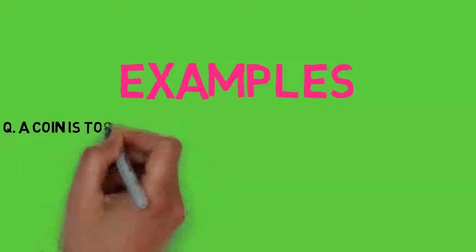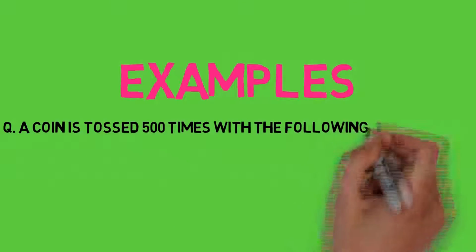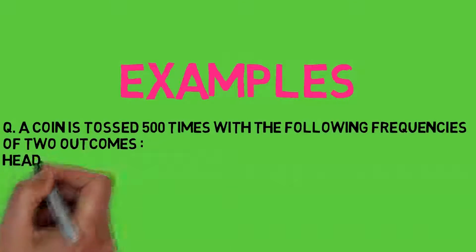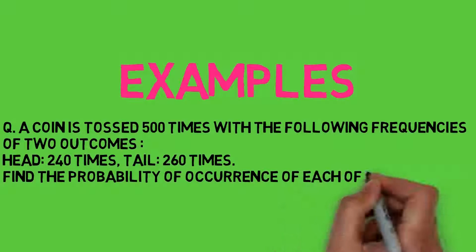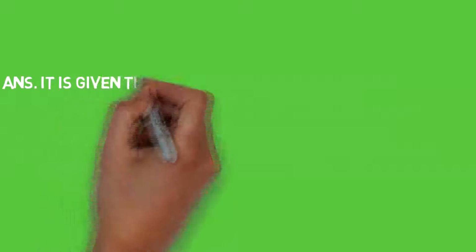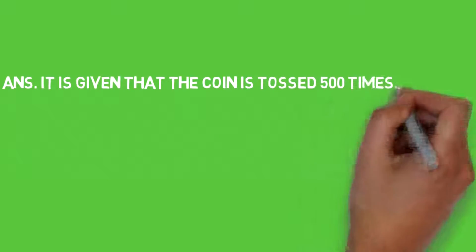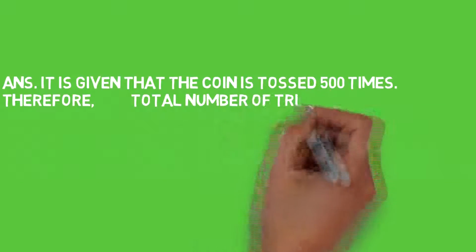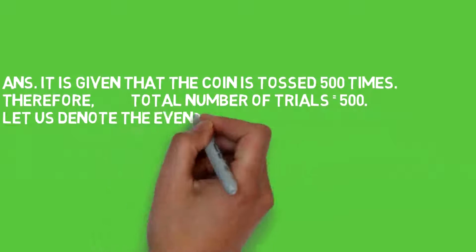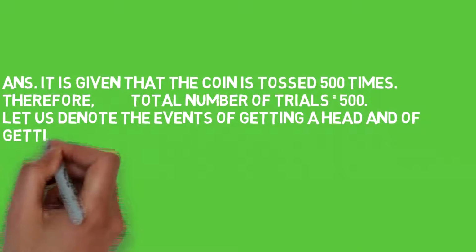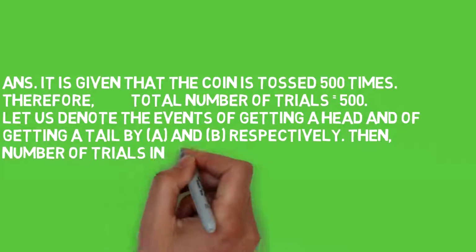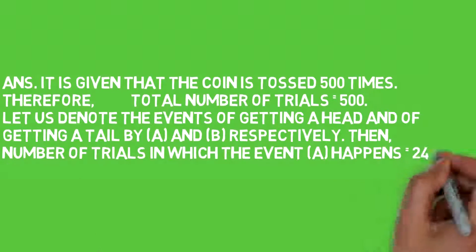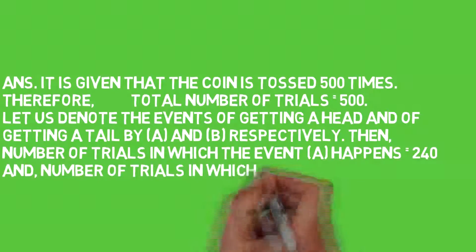Examples: a coin is tossed 500 times with the following frequencies of two outcomes. Head, 240 times, tail, 260 times. Find the probability of occurrence of each of these events. It is given that the coin is tossed 500 times, therefore, total number of trials equals 500. Let us denote the events of getting a head and of getting a tail by A and B, respectively. Then, number of trials in which the event A happens equals 240. And, number of trials in which the event B happens equals 260.